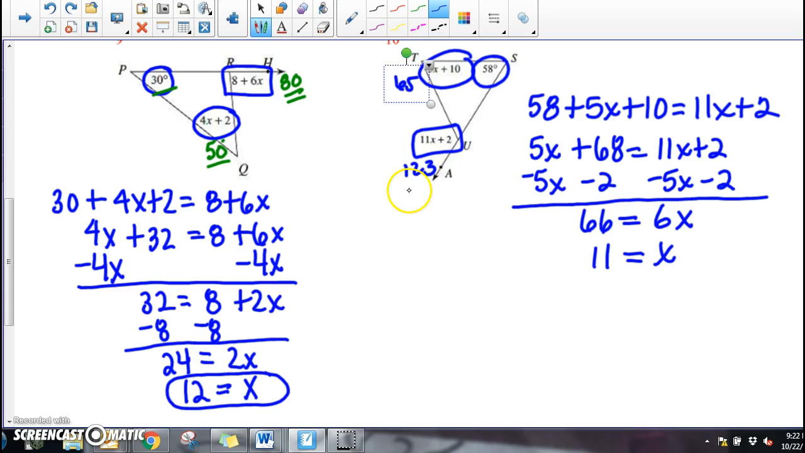So the rule is the exterior angle is equal to the sum of the two remote interior angles, the non-adjacent angles of the triangle. Now one more time, you have a MyMathLab that has 8 questions on it that deal with this.